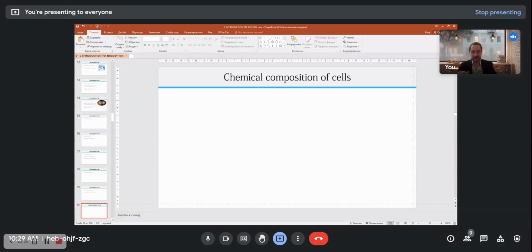Now let's go inside of the cells even more and speak about the chemical composition of the cells. Cells have inside inorganic compounds and organic compounds.